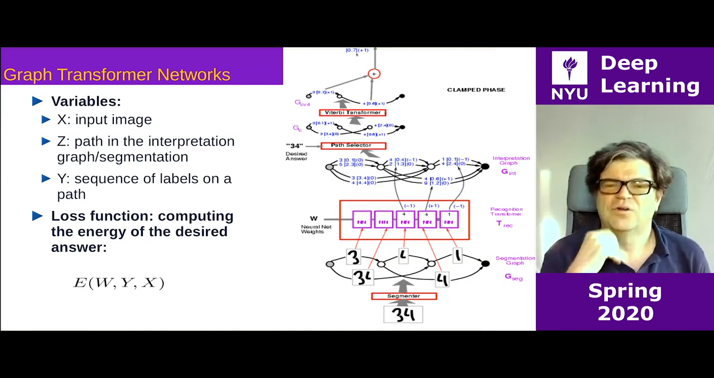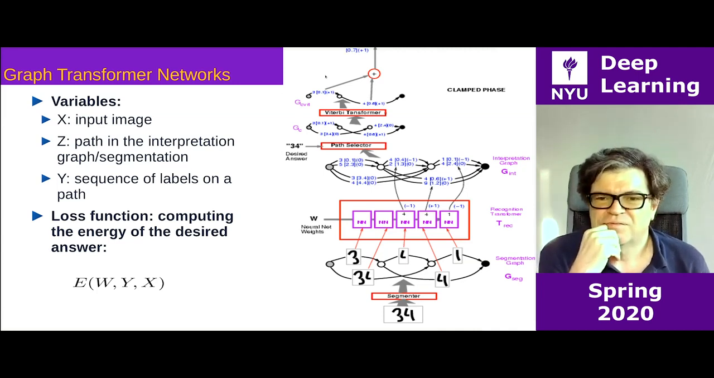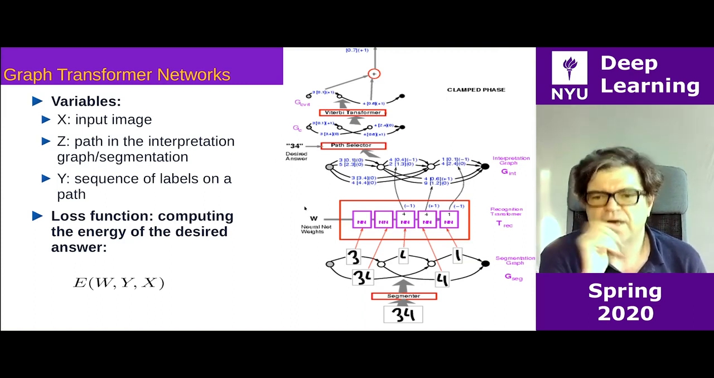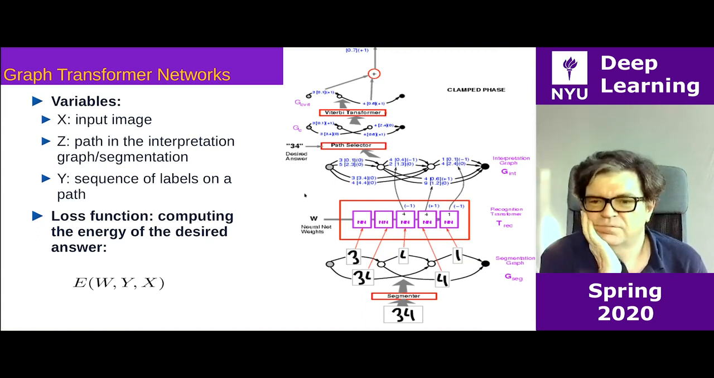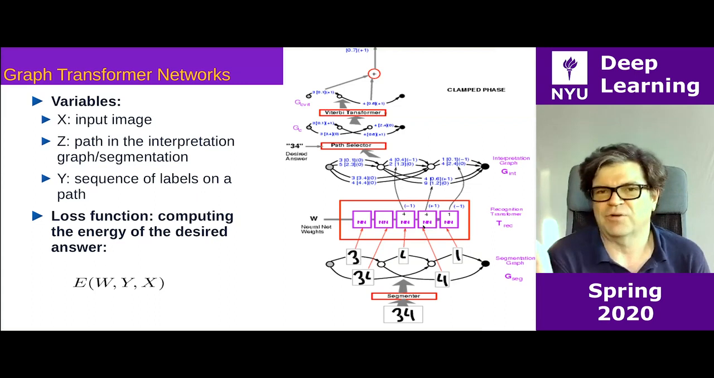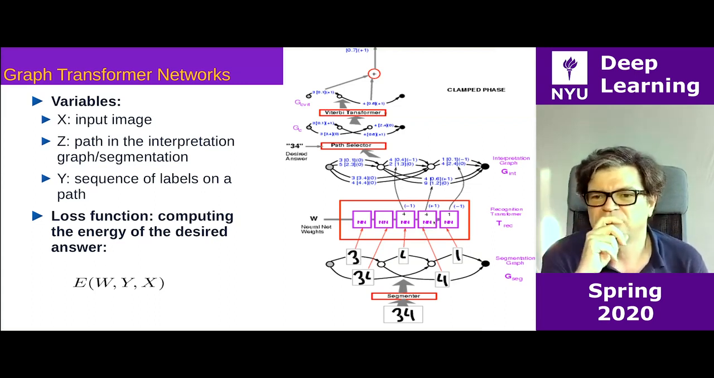Is this recognition transformer, is each of these NN boxes, are those all shared? Yeah, this is multiple copies of the same neural net. It's just a character recognition neural net in this case.